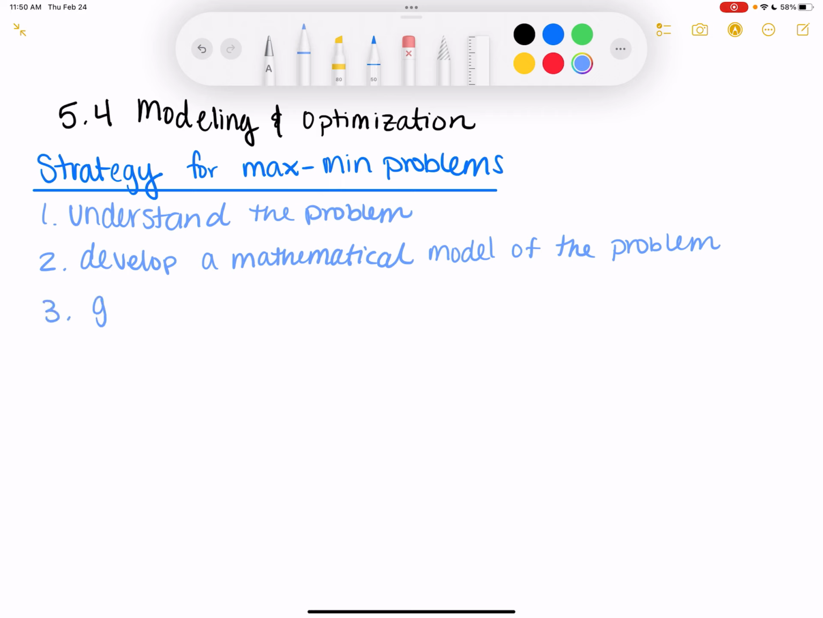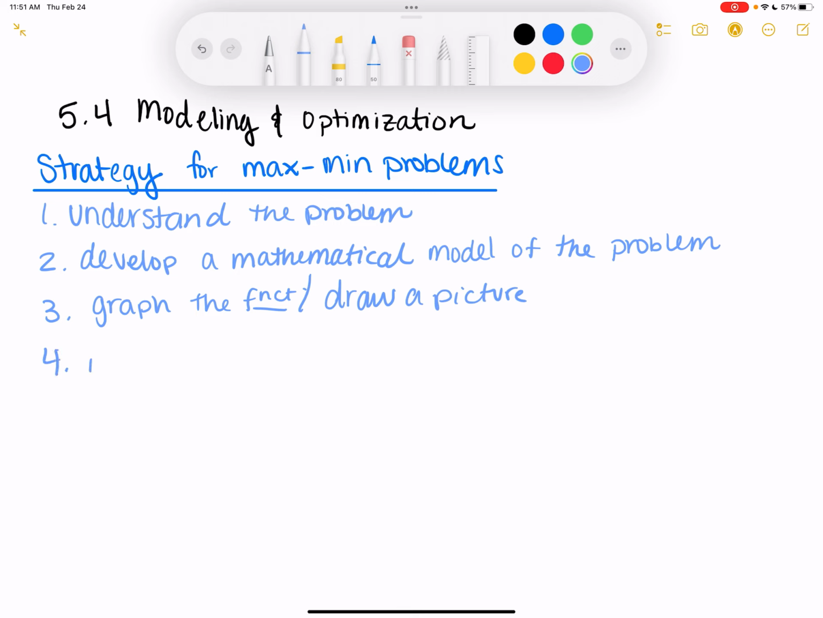Three is to graph the function, which we will do, but with that, know that it can also just mean draw a picture of what's going on. The draw a picture part comes in with 2 and 3, because you need to see what you're looking at in order to develop the model. So 2 and 3 can go interchangeably in a sense, but you can't graph a function if you don't have one written out. So just know that those two go hand in hand together.